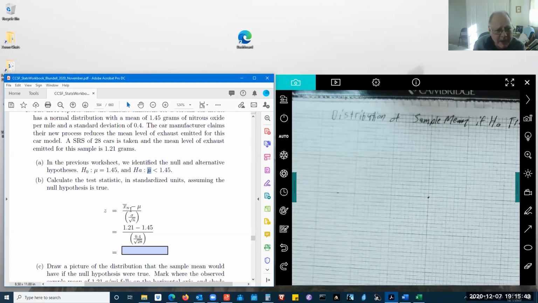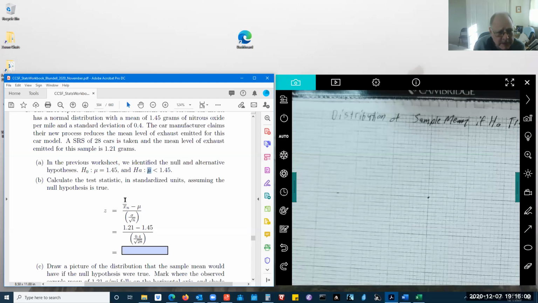But the reason why I say maybe is this 1.21, it's only for your little sample of 28 cars. It's not for all the cars. There are millions of them, right? So we don't know for sure. And that's where all this probability comes in.